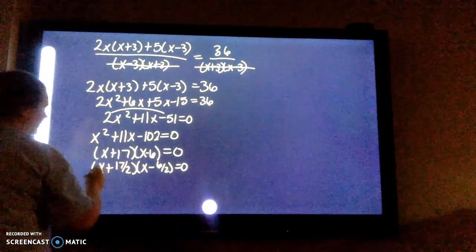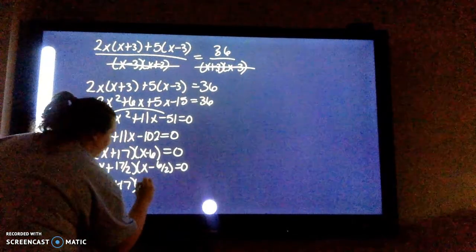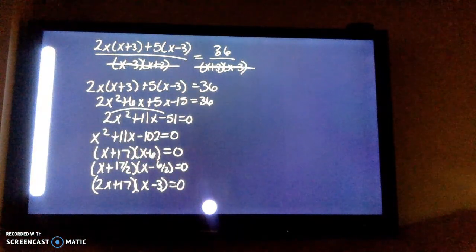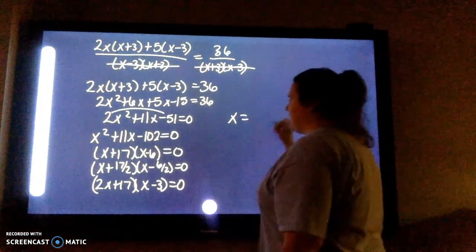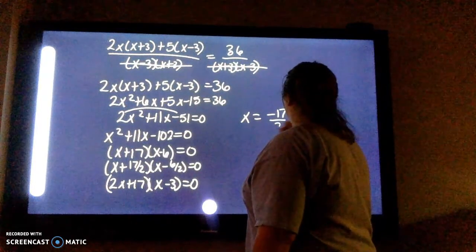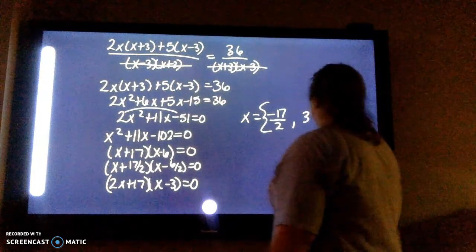This doesn't reduce, so I kick the 2 over, so I get 2x plus 17, and I get x minus 3 because that reduces. Last step is to set those both equal to 0 and solve. When I do that, I get x equals negative 17 over 2, and I get 3. So those are my 2 solutions.